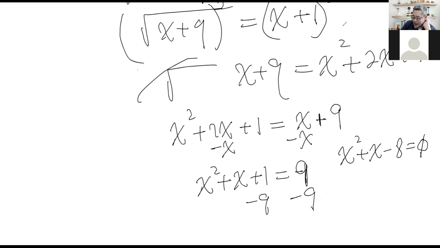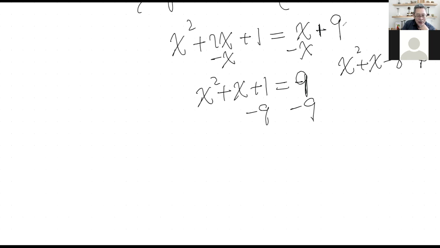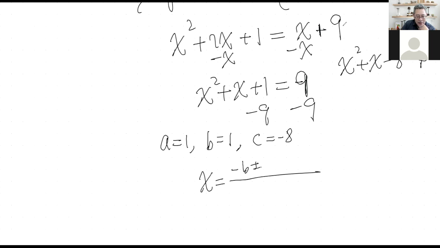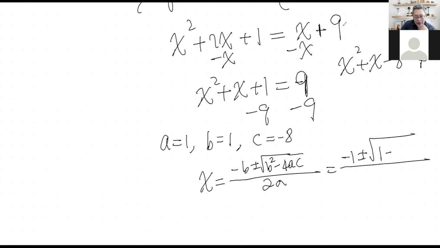Okay, so now you can see we changed the radical equation into a quadratic equation. Then we just solve it as that. We know our A is 1, B is 1, our C is negative 8. So our X will be minus B plus or minus the square root of B squared minus 4AC, over 2A. And we got minus 1 plus or minus the square root of 1 squared, which is just 1, minus 4 times A, which is 1, times C, which is negative 8, over 2.